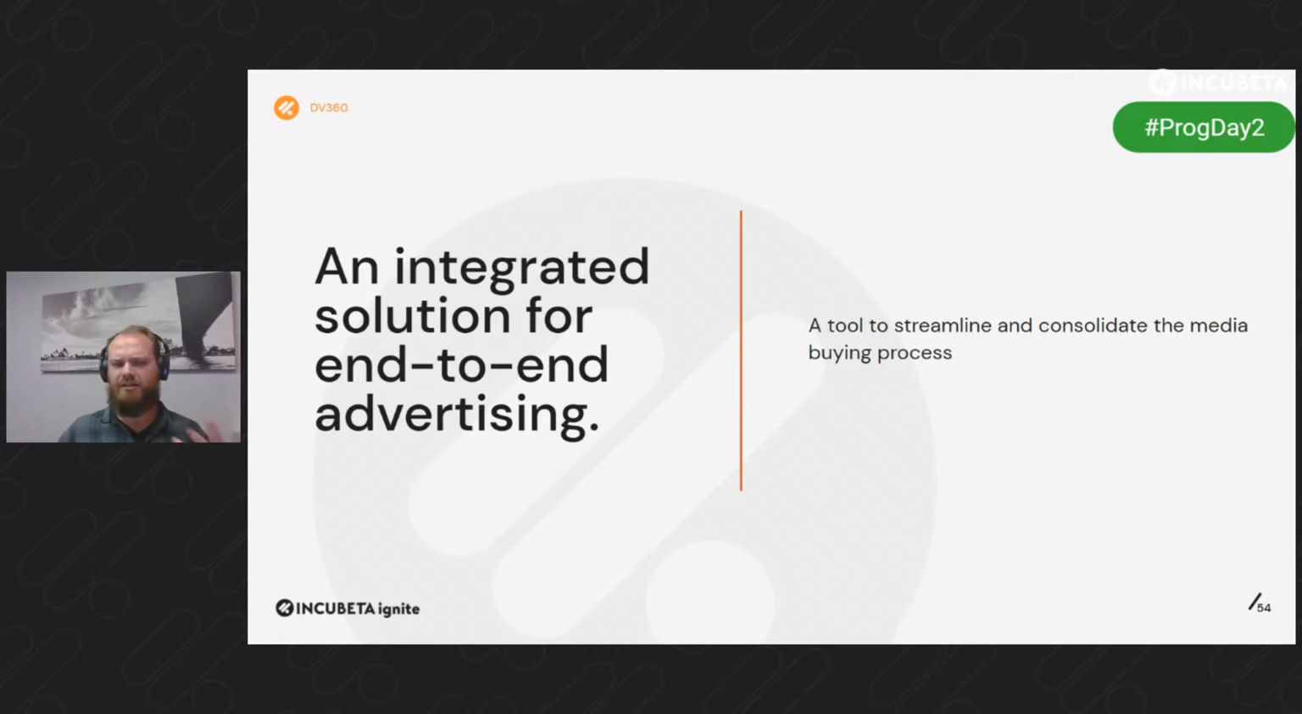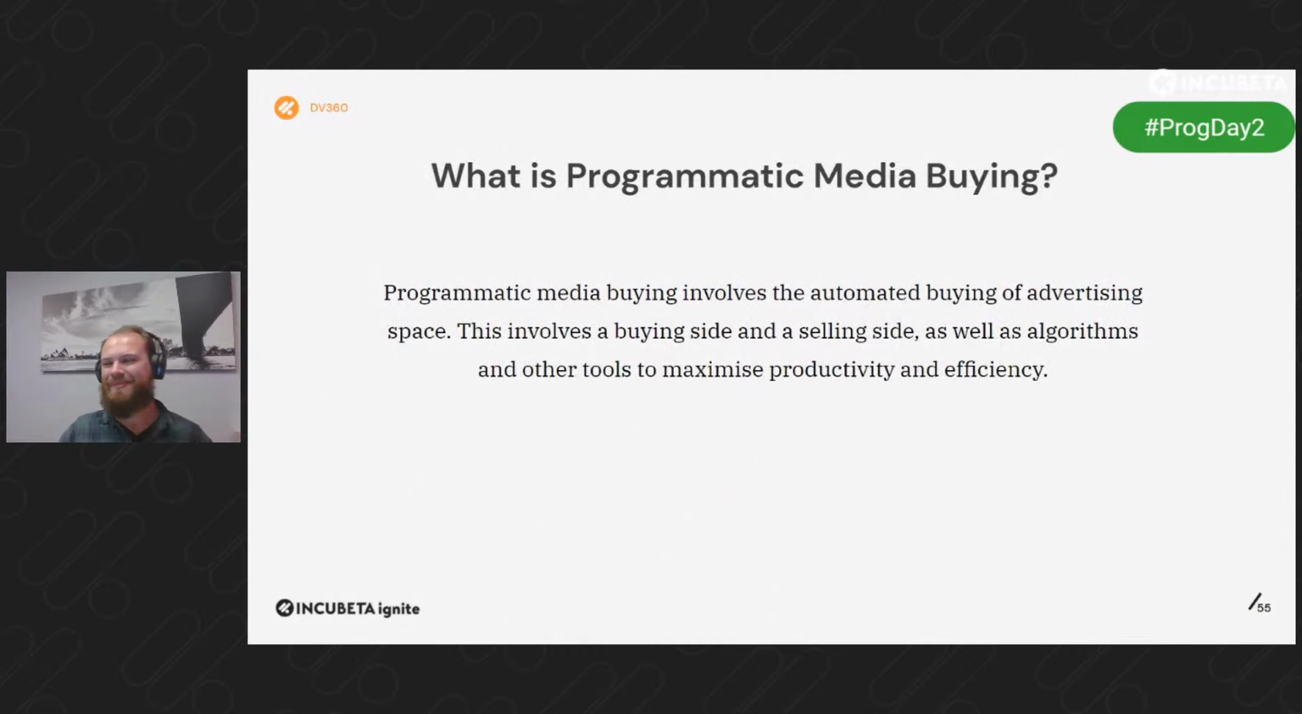Just a question that did come up yesterday. I had a really great slide for it, and I thought I would bring it up now. So what is programmatic media buying? Programmatic media buying involves the automated buying of advertising space. This involves a buy side and a sell side, as well as algorithms and other tools to maximize productivity and efficiency. That really is a relatively neat summary of how programmatic buying fits into our marketing universe.